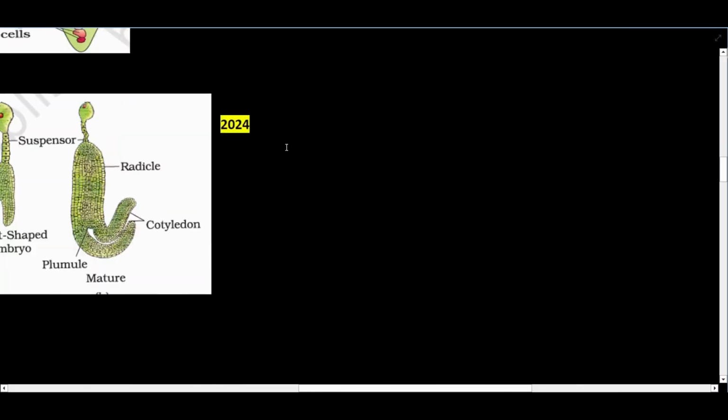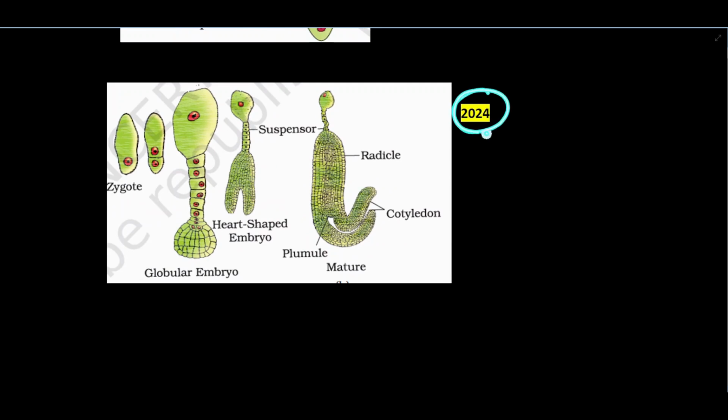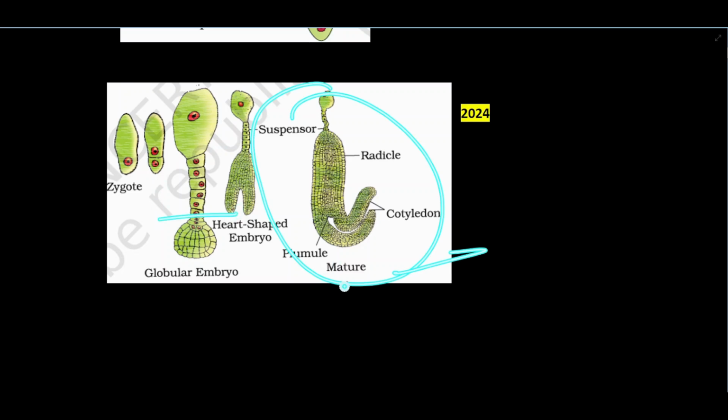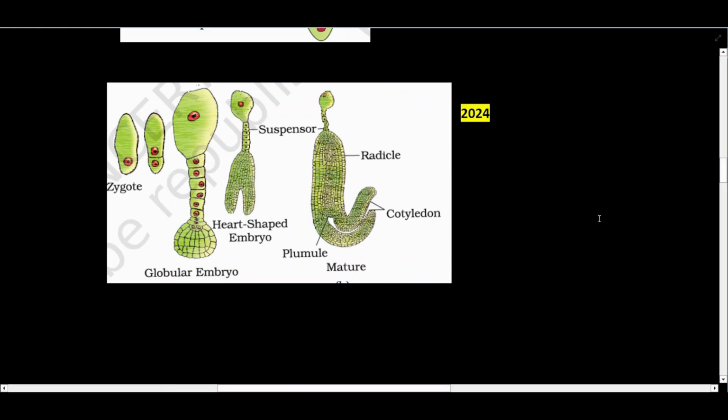The next diagram was recently asked in your 2024 board examinations. This shows the stages of embryo development. The structure of the mature embryo was asked in 2024, and you had to label this diagram, labeling A, B, C, D. You all have to know all these stages of embryo development. Sometimes you are asked about the globular embryo, the heart-shaped embryo, and the structure of the mature embryo. Each part is also very important.